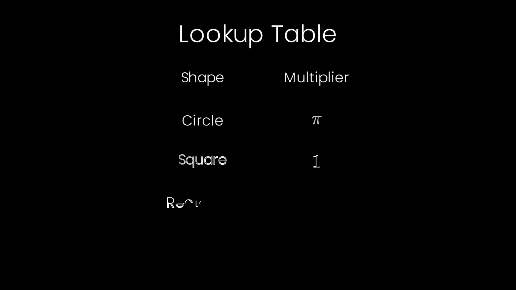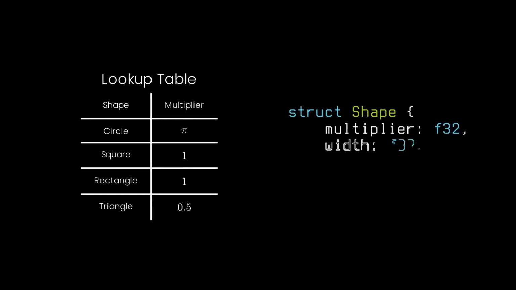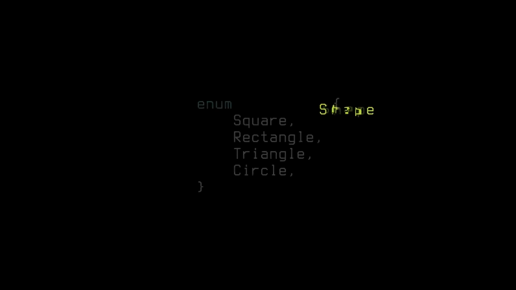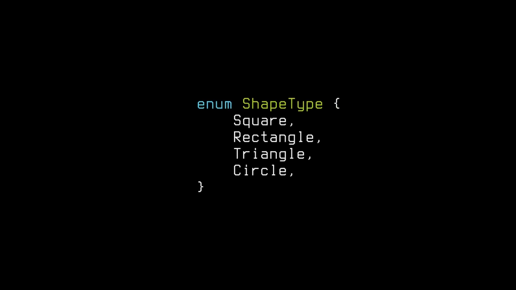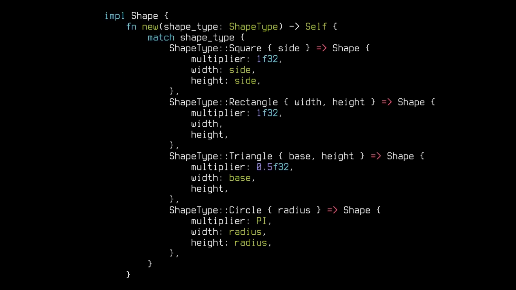Let's crank this up a notch by using a lookup table-like construct, where the shape structure itself holds the width and the height as well as the multiplier for a specific shape. The concrete shapes are defined as the variants of an enum type. The constructor for the shape type ingests these variants and chooses a multiplier accordingly. For example, it would choose a multiplier of 1 for a square, a multiplier of pi for a circle, and so on.